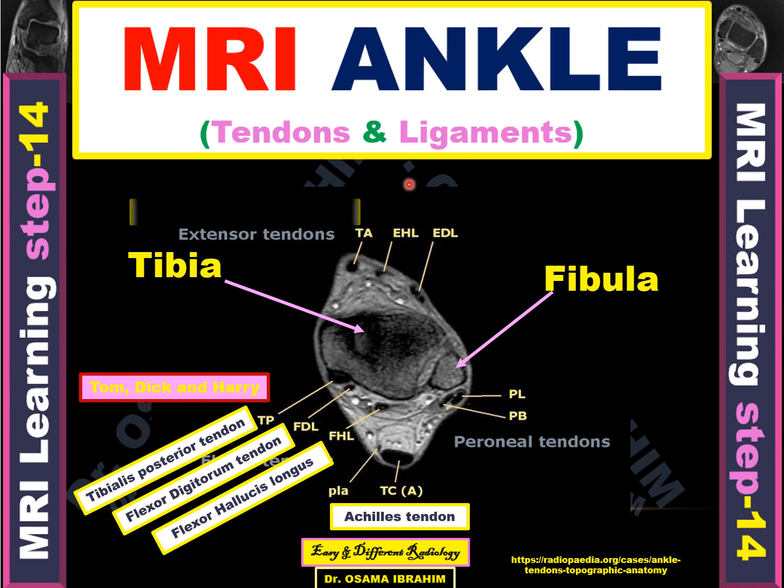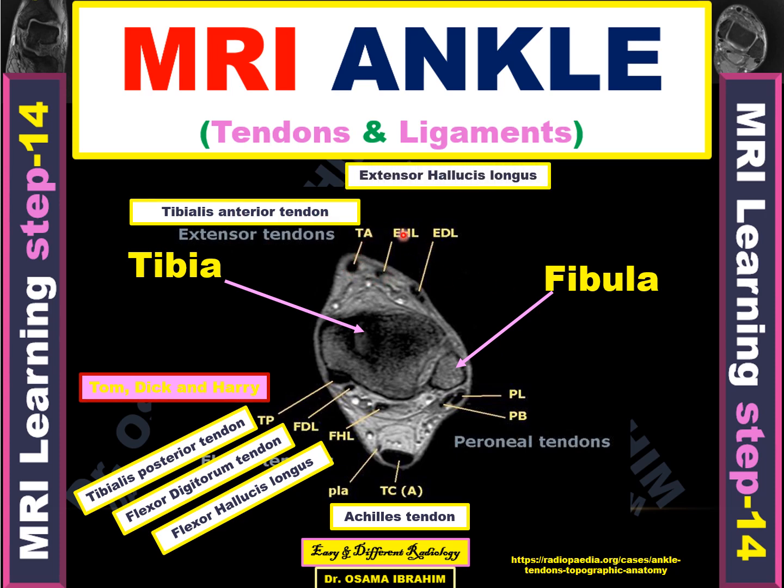However, the anterior compartment represents the extensor tendons, and they are arranged in the same way, with the reverse of the hallucis and digitorum. So the first one from medial to lateral is the tibialis anterior tendon, and the second one reverses these two, so extensor hallucis longus and then extensor digitorum longus at the most lateral aspect of the anterior compartment tendons.